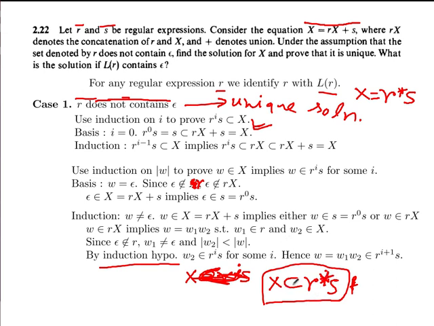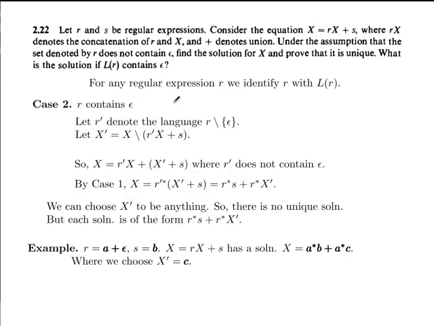So yeah, this statement is equivalent to this statement. So this is what we are proving for some I. Okay, so this is the case for R not containing epsilon. Now what if it contains epsilon?